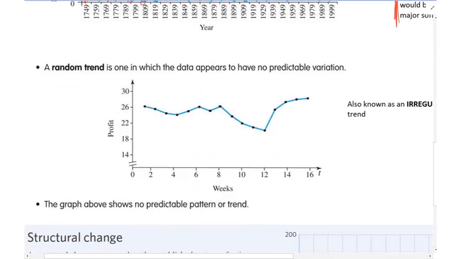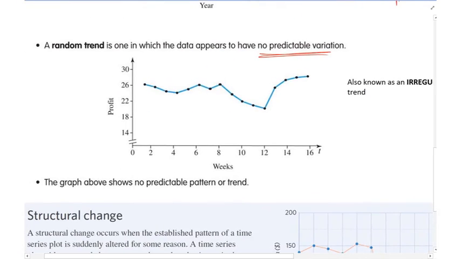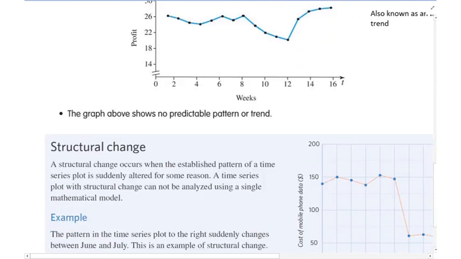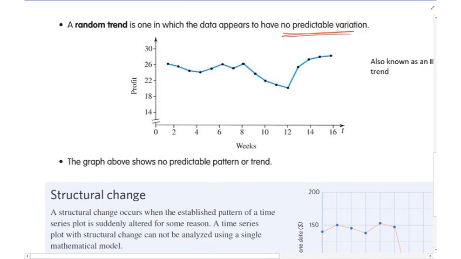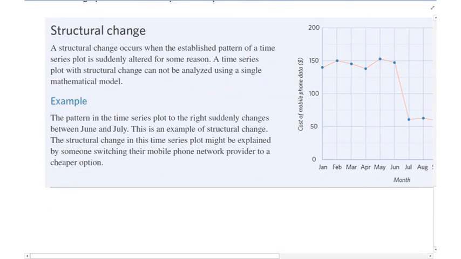You get random. I think it's pretty obvious. There's no predictable variation, so we're just going to get a random, and it's according to regular trend. And that sort of shows what it's indicating there.